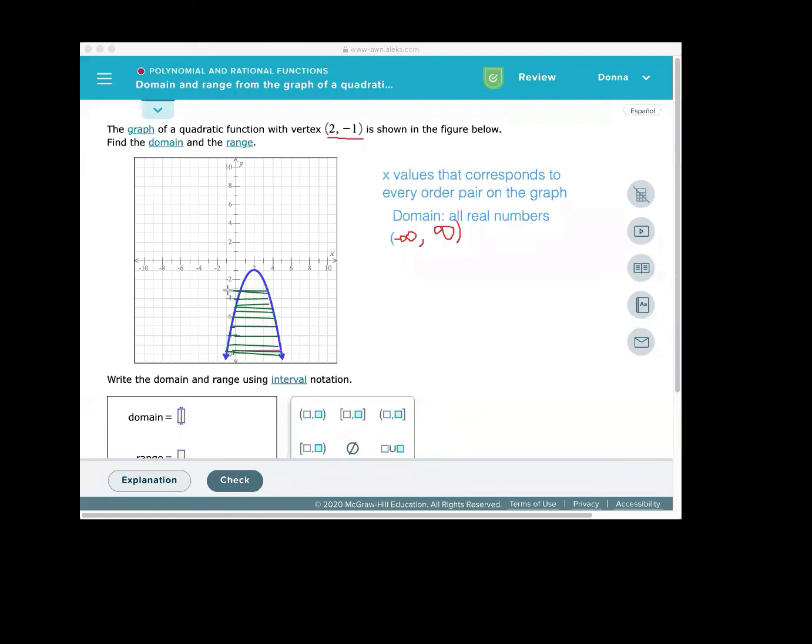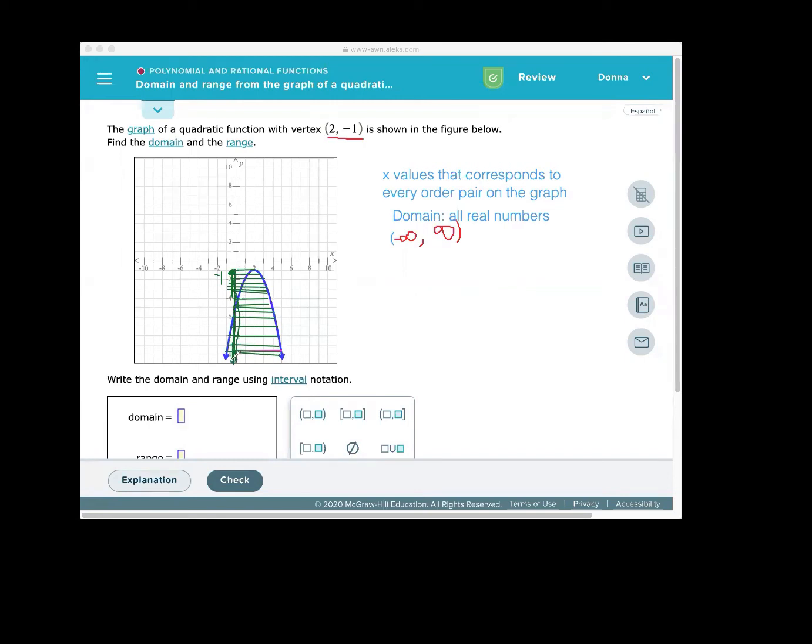Those are supposed to be horizontal lines, but my little tool is acting a little persnickety and the lines are kind of tilting upward. But when I get to the vertex, which is (2, -1), it has a y value of -1. So I know that my y values are going to top out at -1. The biggest the y values are going to be is here at -1, and then everything below. So all my y values are going to be everything below.